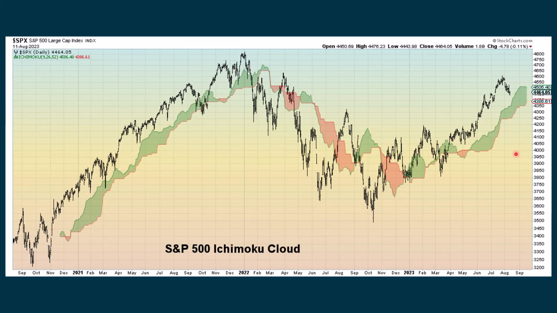We also keep an eye on the Ichimoku cloud. When we're above it and declining, this may provide support in the green area.